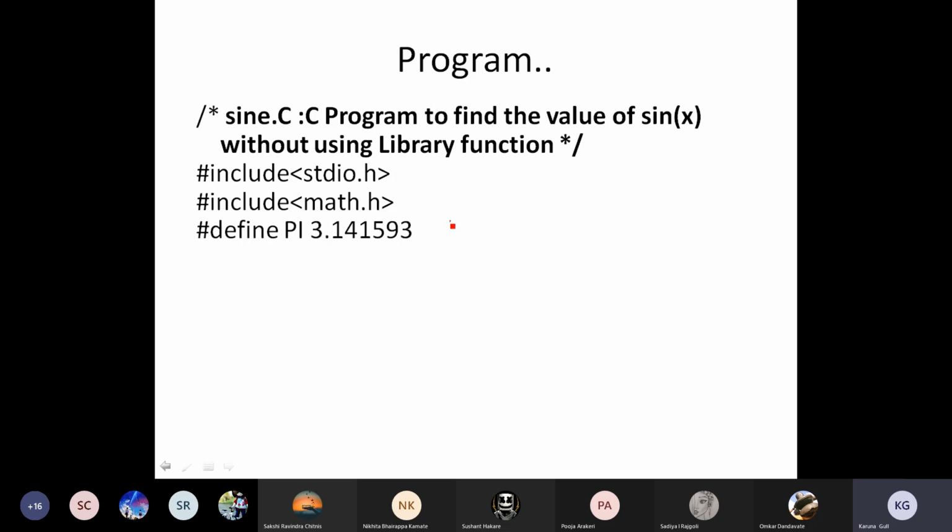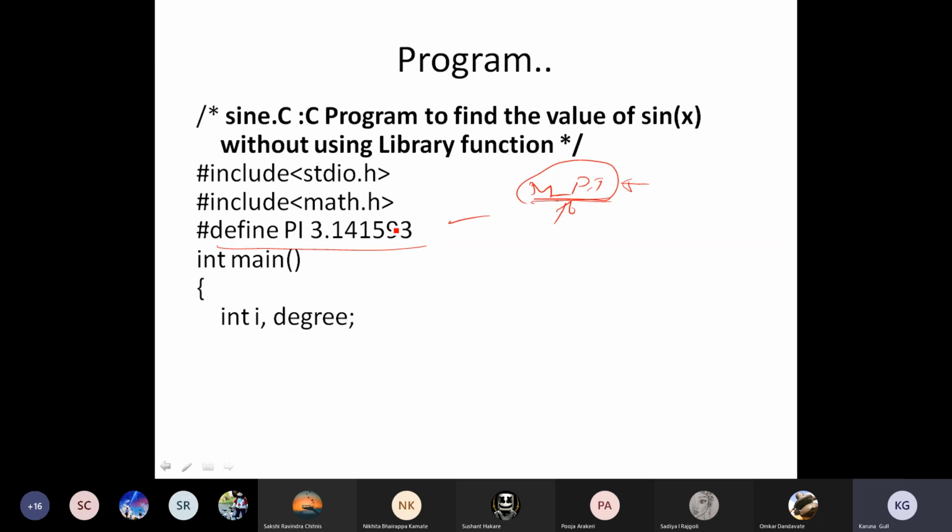If you want to define pi separately, you define it. Otherwise, you can use M_PI from math.h directly inside your program. It is left to you. Sometimes we may forget, that's why we have defined it: PI 3.141539. Now you define this. Then next, use the main.